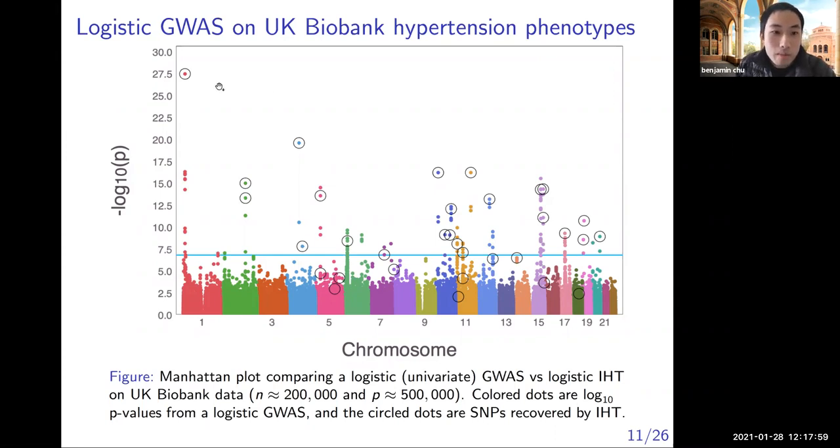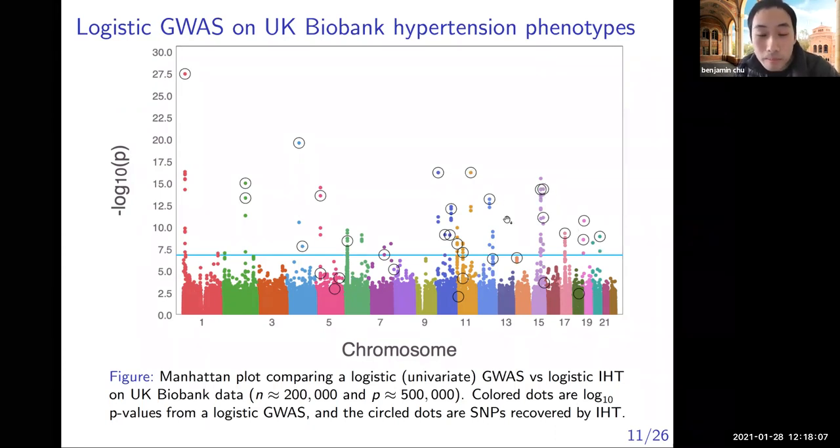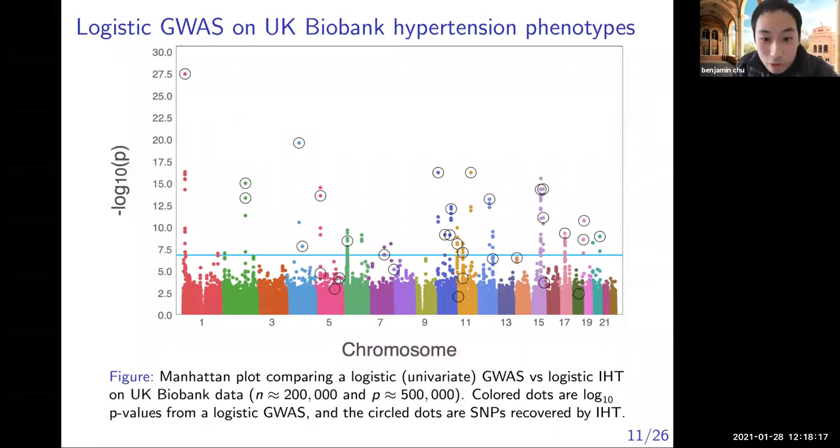And for IHT, the ones that we found are circled in black, right? So essentially we find most of these very significant predictors, but we also find a lot of ones that are down here. And I personally think this is very interesting, right? Because these ones that are down here, clearly they are impossible to be detected by these traditional methods. And we think that's because you need to condition on the effect of these other significant ones, right? We're basically doing a multiple regression model, right?